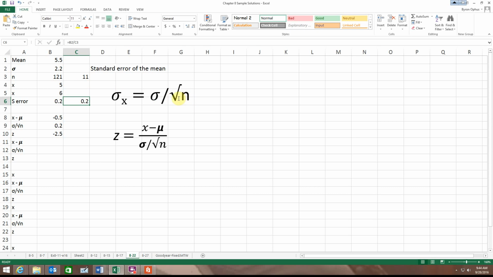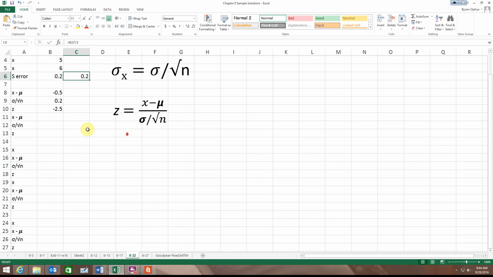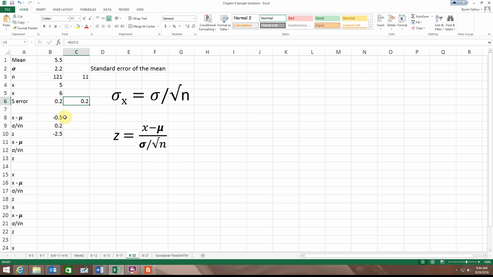Well, okay, our n, we have to take the square root of. The square root of 121 is 11. Standard deviation is given to us, 2.2, so we get that. Okay, so I've kind of done A for you, right? And I've actually done the first part of B for you here, right? So we just plug in our information.